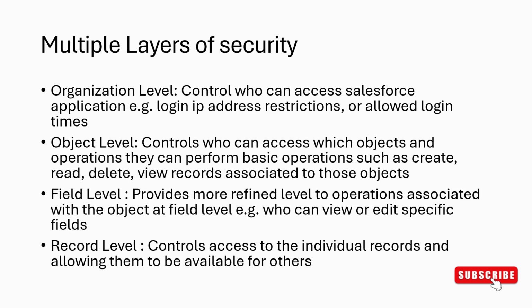The fourth level of security is at record level. It controls access to what records a user can see within his reporting hierarchy, and whether he can share those records with other users also or not. So it is basically a level of security at record level, which allows viewing the data.